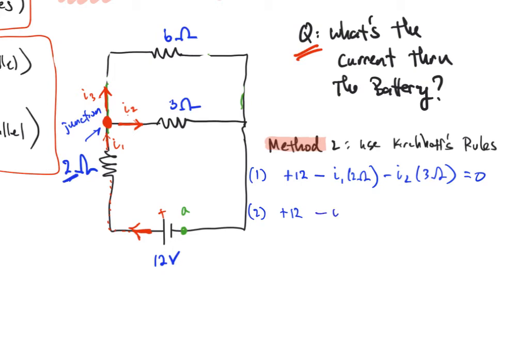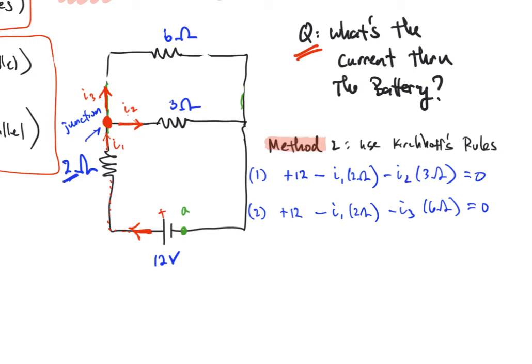minus I1 times 2. And then when I get to this junction, now I'm doing the outer loop, so my current is I3 as I go across the 6 ohm resistor. So I could say minus I3 times 6 ohms, and that's also equal to 0.